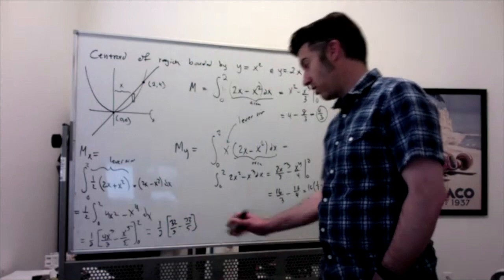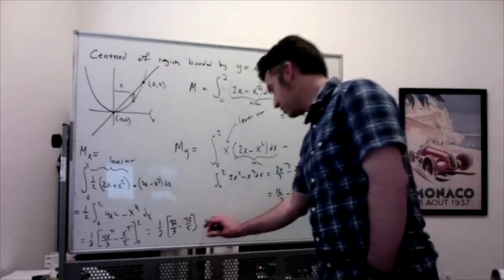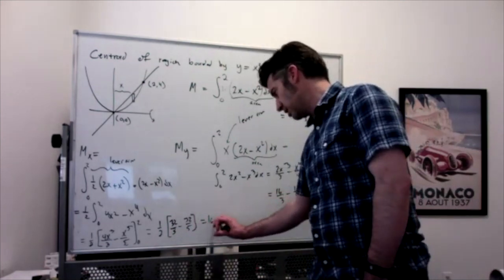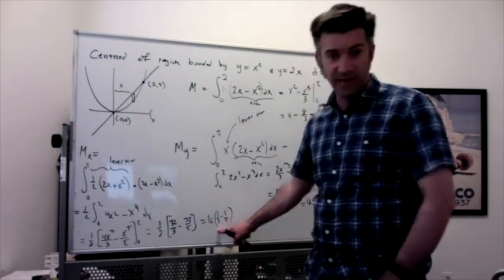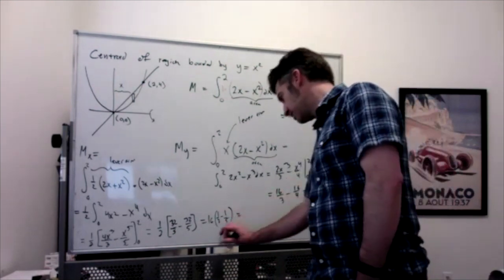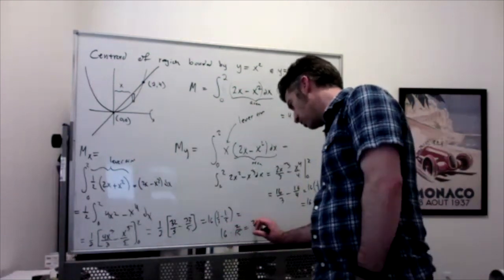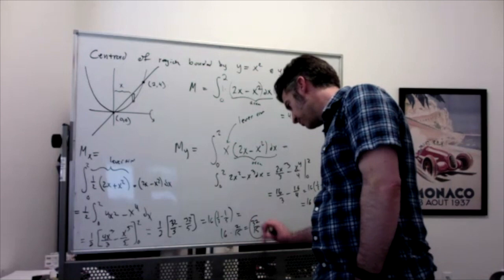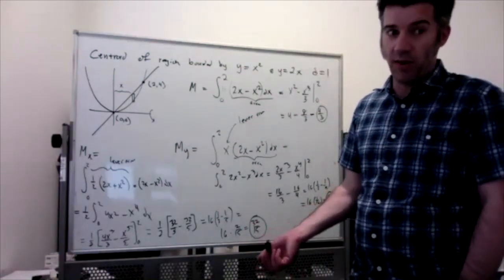I can factor out a 32 here. So 32 over 2 is 16, and then 1/3 minus 1/5, that's 5/15 minus 3/15, which is 2/15. So that's 16 times 2/15, which is 32/15. All right, and then we really have to write down what x bar and y bar are.